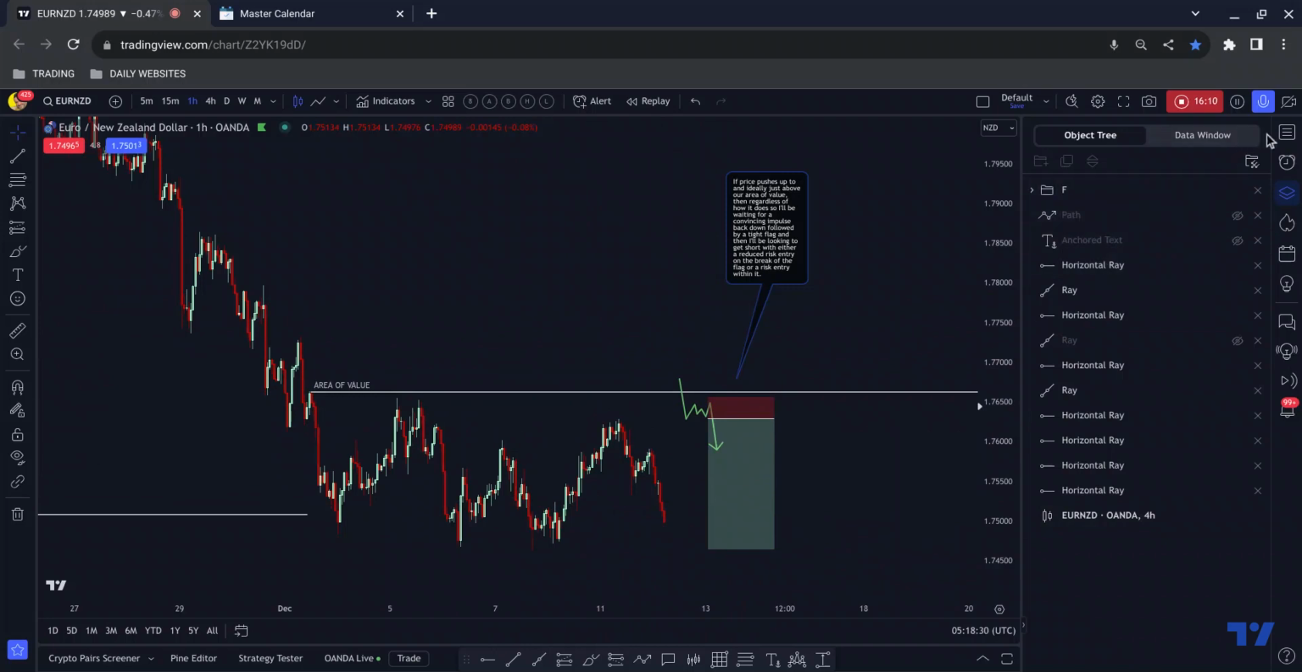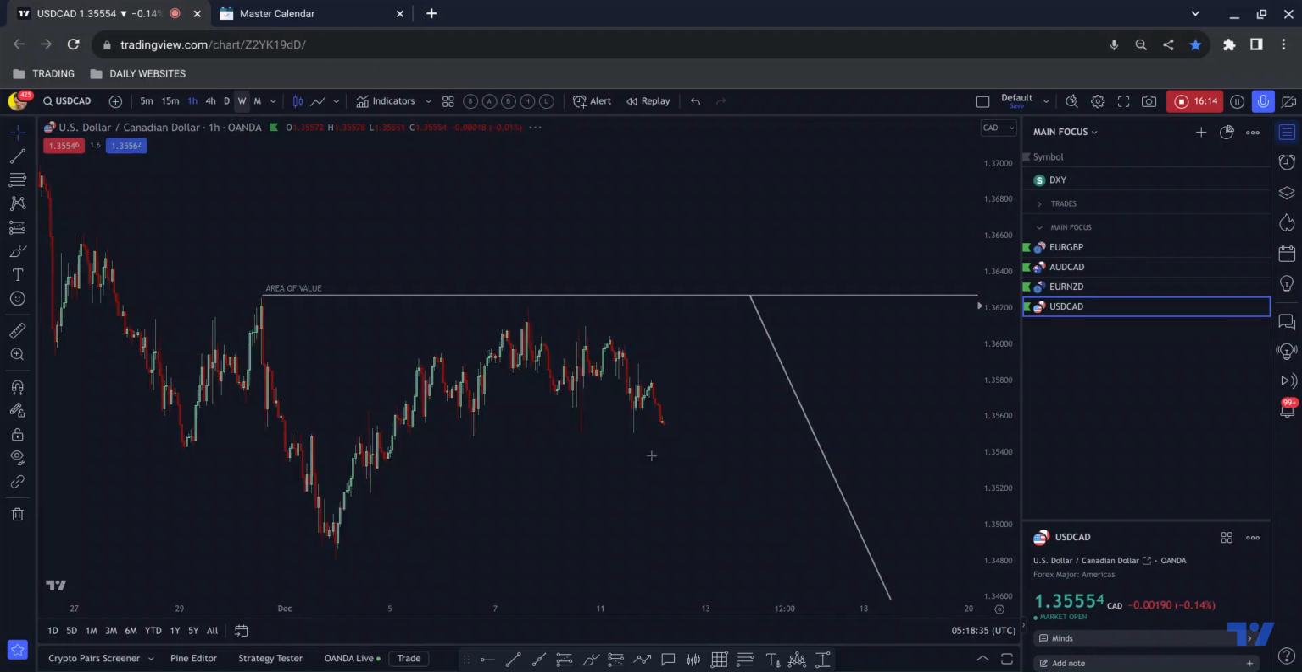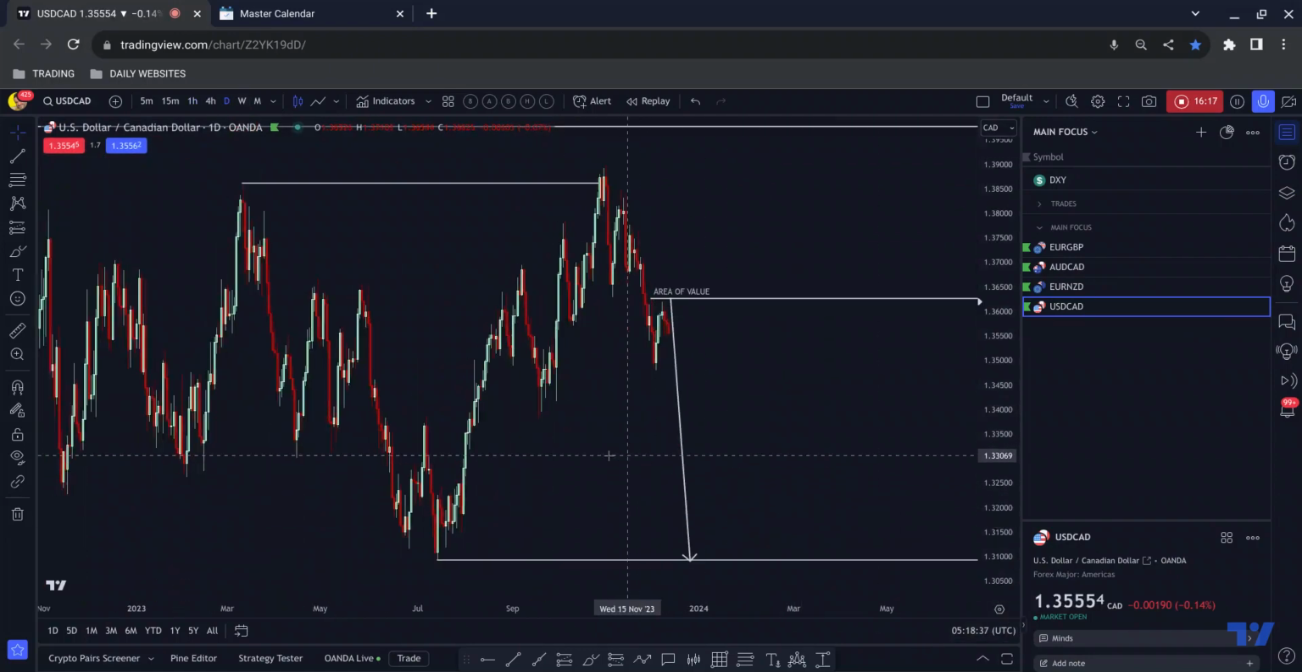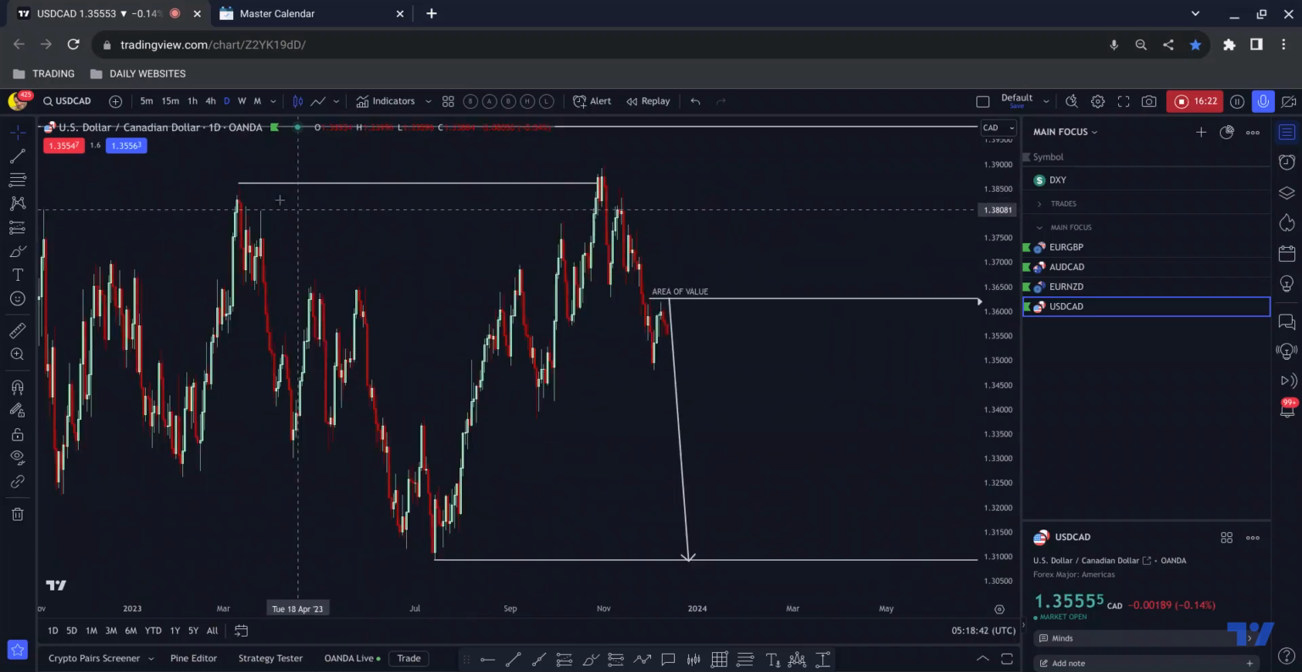And I'm going to speed up now just so I can get the last pair done in time. So dollar CAD, let's have a look. Dollar CAD, similar sort of thing. We kind of near missed to this high here, but we did tap into that high.